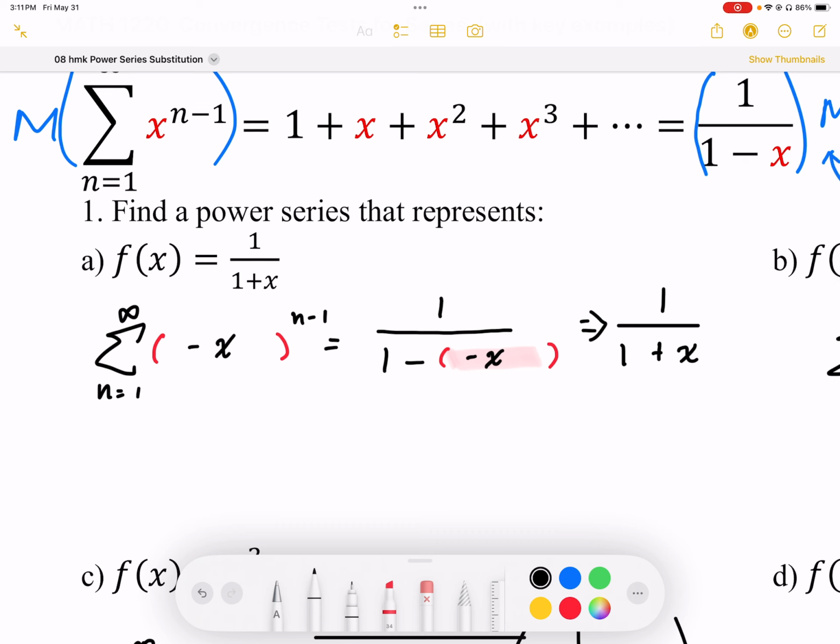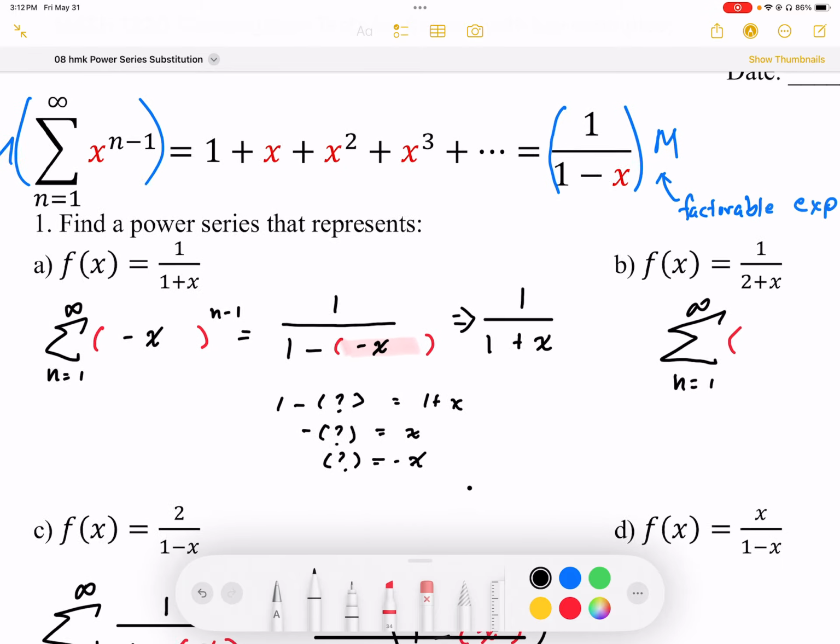We could actually solve for this as well by just making these denominators equivalent to each other. We can just say 1 minus blank, we'll call that question mark, we need something to substitute in there to equal 1 plus x. That question mark is going to be equal to negative x, so whatever I'm substituting in there should be the opposite of x. Okay, so that's one way we can do it. We can just kind of guess at that as well.